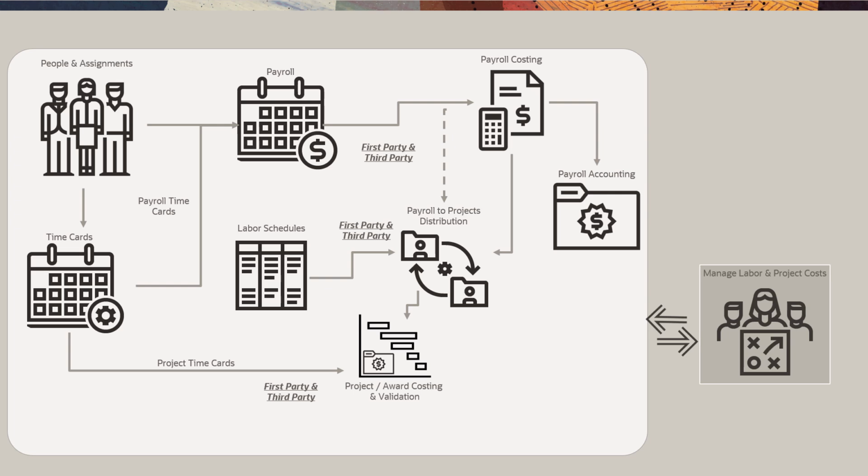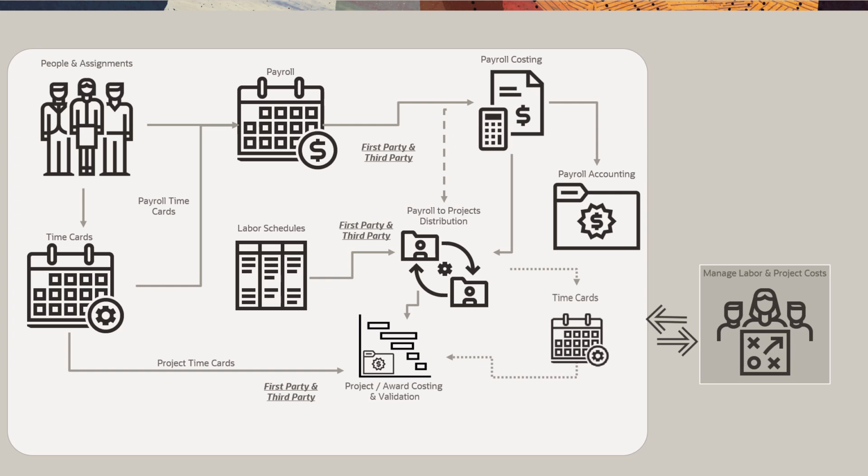This new feature enhances the payroll to projects distribution section of this diagram by adding a new method for distributing payroll costs to projects. That is, by using the hours already recorded against projects in project costing as the basis for distributing payroll costs. All previously delivered labor distribution methods require the creation of rules that list the target projects and/or GL accounts and a specific percentage for each to be used when distributing payroll costs.